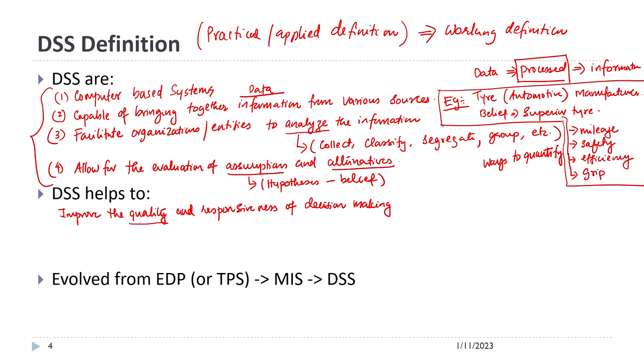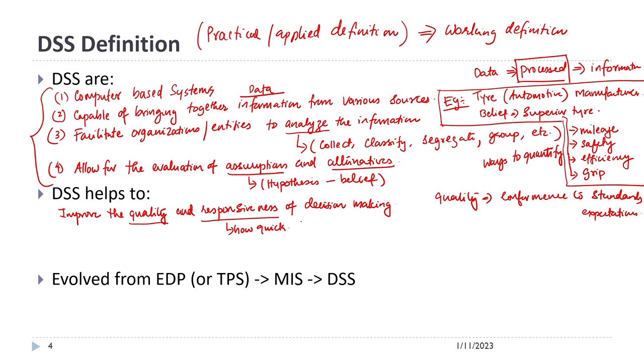When you say quality, what is quality? Most of the time people call it conformance to standards. In decision making, it is conformance, but conforming to expectations. You make a decision expecting something, and if whatever you expected happened as part of the decision, you can call it a decision of good quality. And responsiveness is the quickness, the time that you take to make the decision.